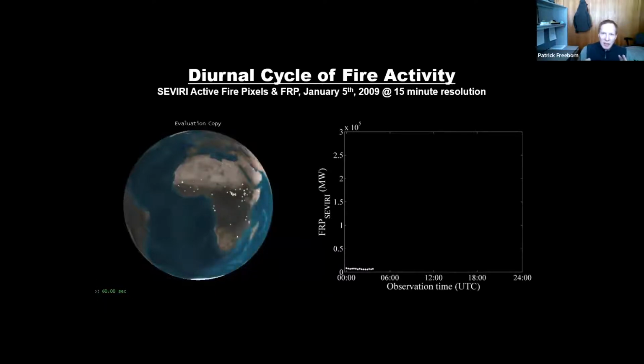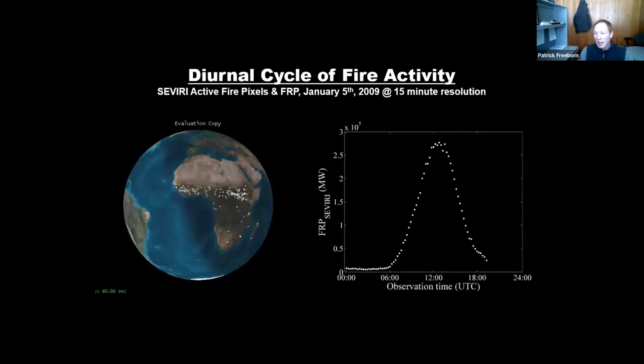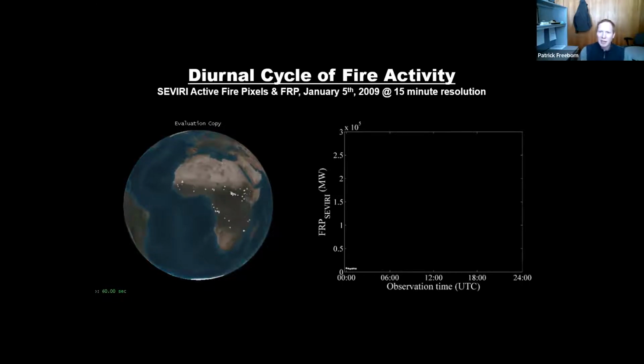Now, provided there's an ignition or there's a fire already burning on the landscape, the diurnal cycle of fire weather translates into a diurnal cycle of fire activity, as captured here with geostationary observations from the SEVIRI instrument. I made this slide several years ago when I was studying African biomass burning, but I kept it in here because I think it highlights the point very well.